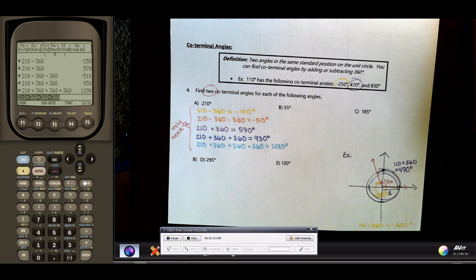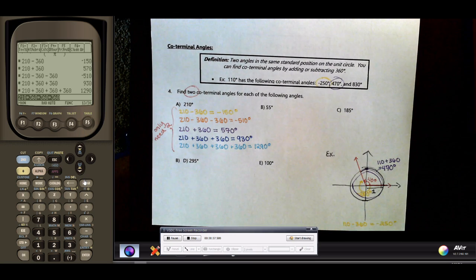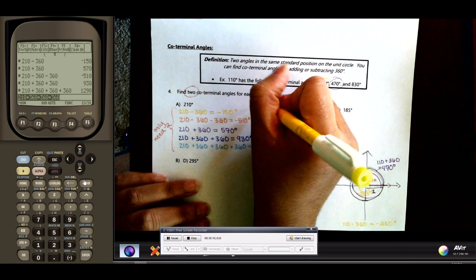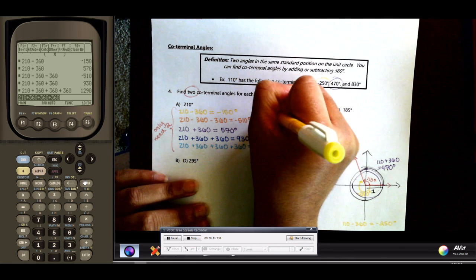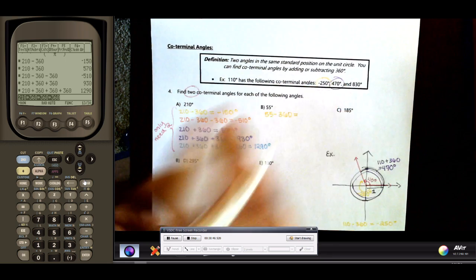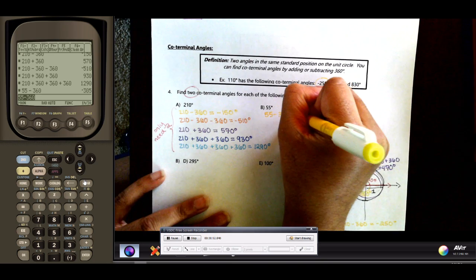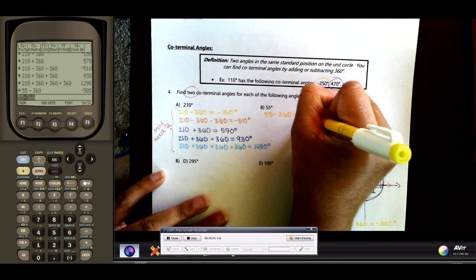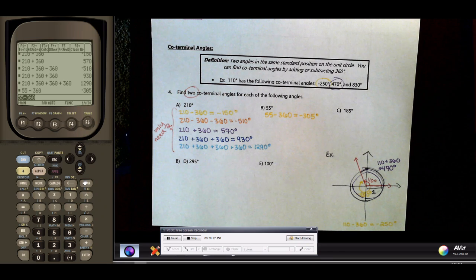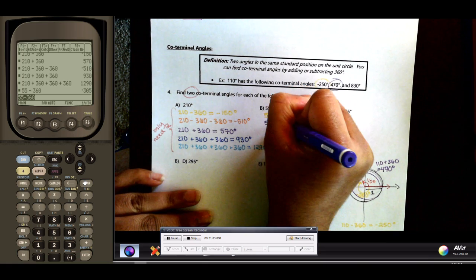So let's go ahead and try B together, and then I will leave the rest for y'all to do. So B, we have 55. So let's start with minus 360. Probably the easiest one right here. Negative 305. And I'm going to do a plus 360. Those are probably the most common ones that you're going to see, just adding and subtracting 360. But again, there are infinite answers.